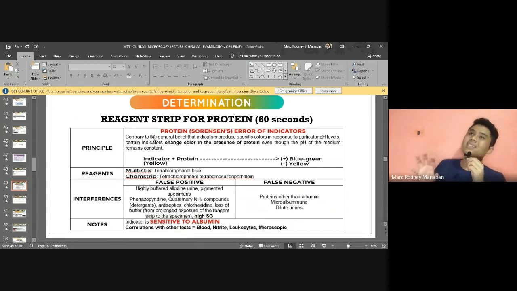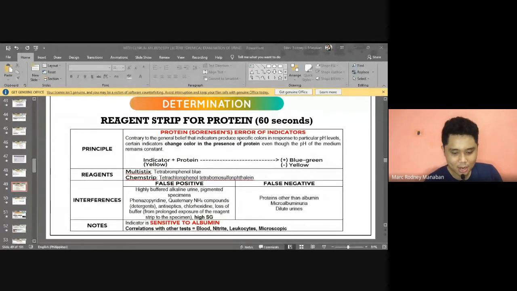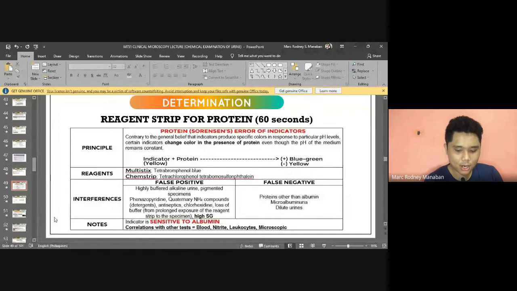Alright, so the presence of a trace, or the result of trace protein, in a dilute urine is more significant compared to a positive protein in a concentrated specimen. Okay? Alright, so take note of that. So that's for your protein.